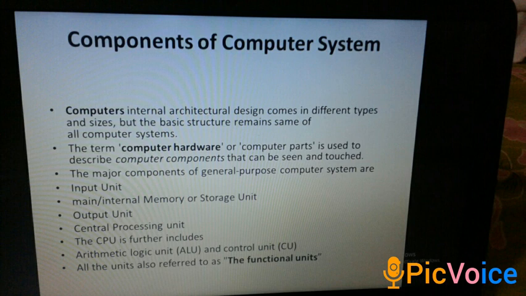Next is output unit. Output unit receives information from the CPU and then delivers it to the external storage or device in the soft or hard processed form. The devices which are used to display output to the user are called output devices. The monitor or printer is common output devices.